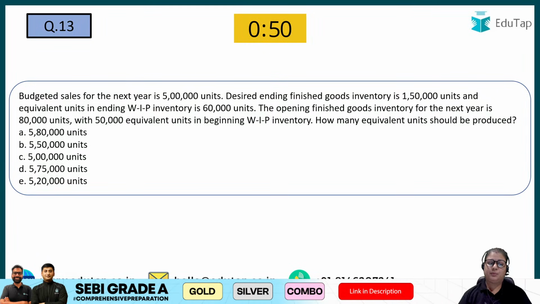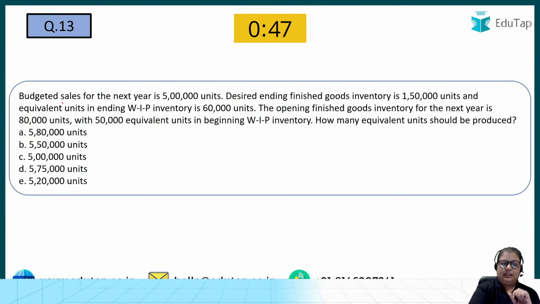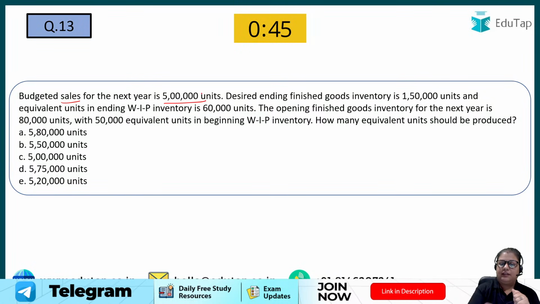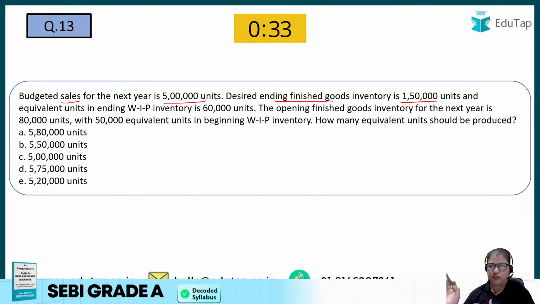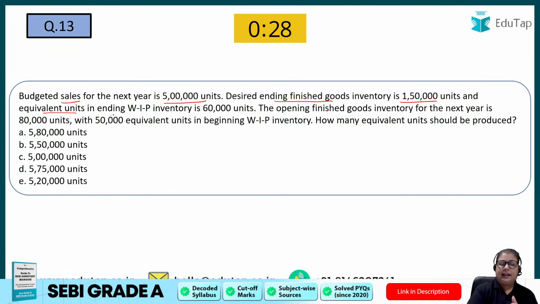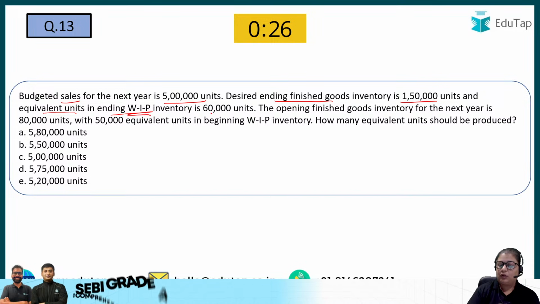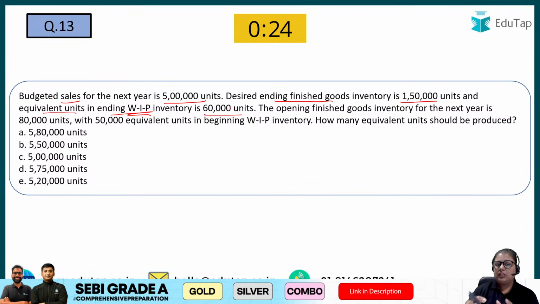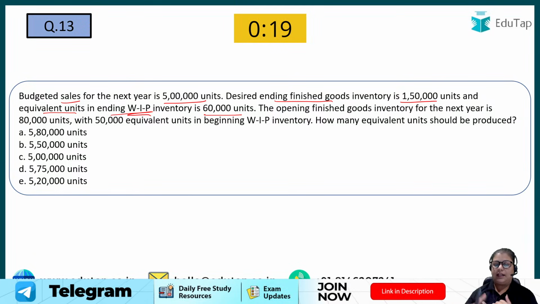Now coming to question number 13, budgeted sales. Budgeted sales for the next year is 5 lakh units. That means in the next year I have to make 5 lakh units. Desired ending finished goods inventory is 1,50,000, and it says that after the sales I have to keep 1,50,000 also in my inventory, and also an equivalent 60,000 units in ending WIP inventory, that is work in progress inventory. So this much amount of goods I have to produce for the next year, 5 lakh and 1,50,000 and 60,000 units.